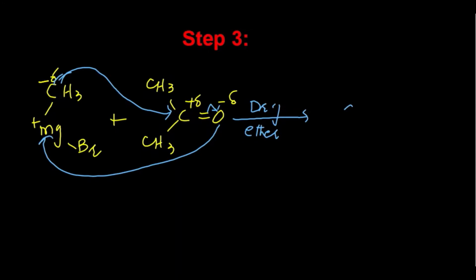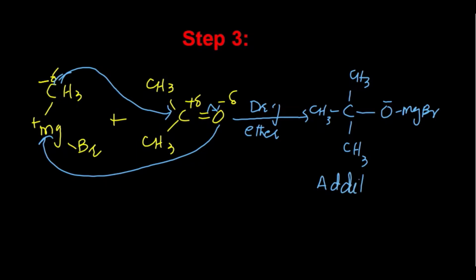Here we make the carbonyl carbon. On one side we have a methyl group, on the other side we have a methyl group, and this methyl group of the Grignard reagent will form a sigma bond with this carbon. Here we have OMgBr. Right, students? This is the addition product.